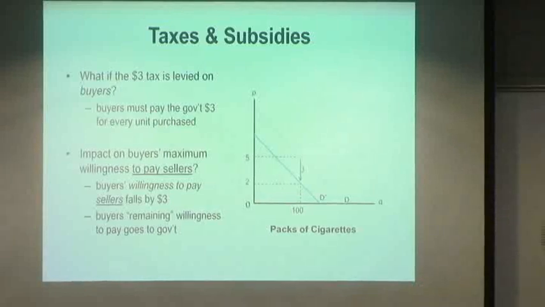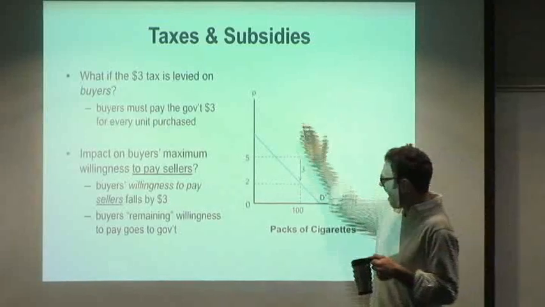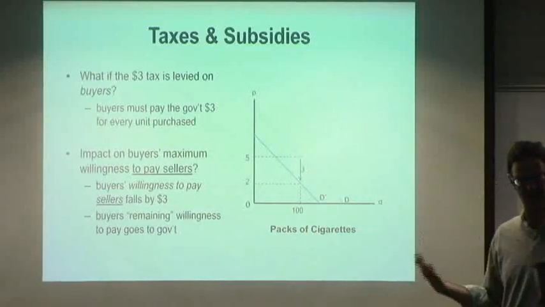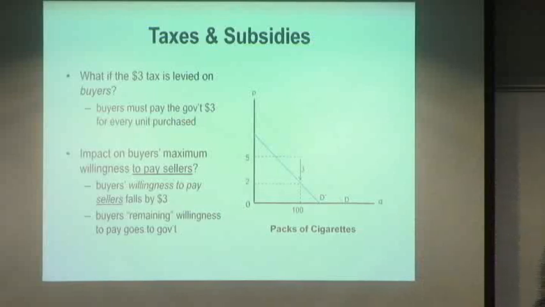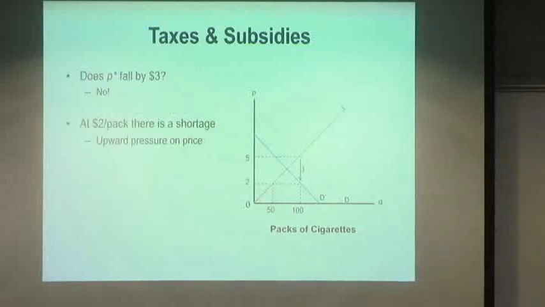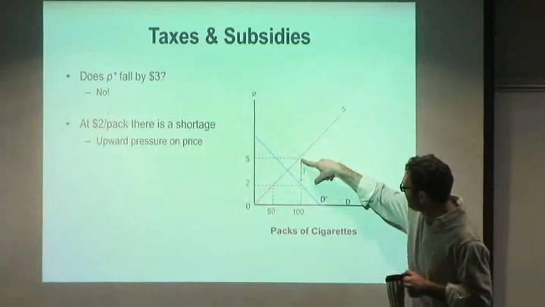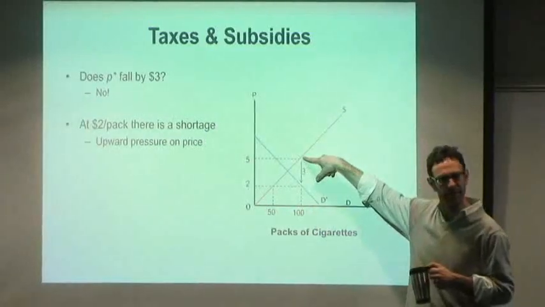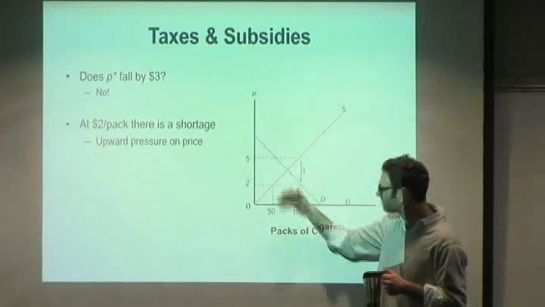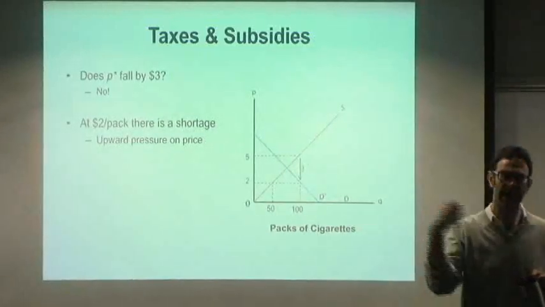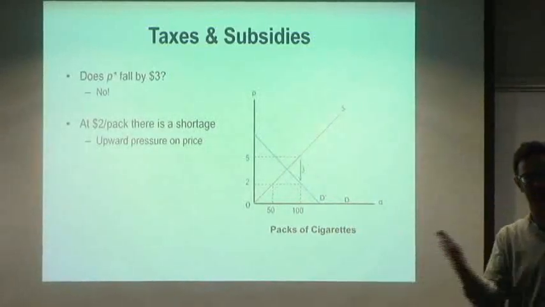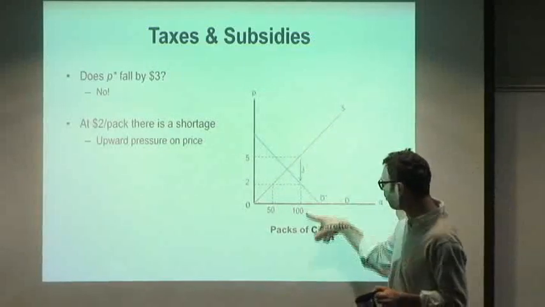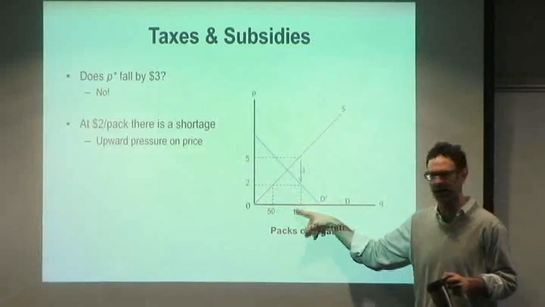And again, the question is, if buyers' willingness to pay falls by $3, what happens to the actual price of cigarettes? Does it also fall by $3? Probably not, because supply curves are upward sloping. So again, initially at a price of 5 and a quantity of 100, we were at equilibrium. Now the demand curve falls by $3 because buyers aren't willing to pay sellers as much for cigarettes, because 3 of those $5 are going to go to the government. So buyers are willing to pay at most $2 for that 100th pack of cigarettes.